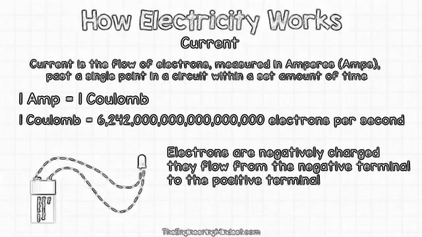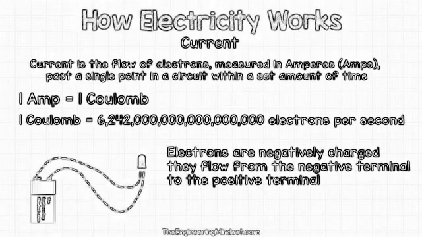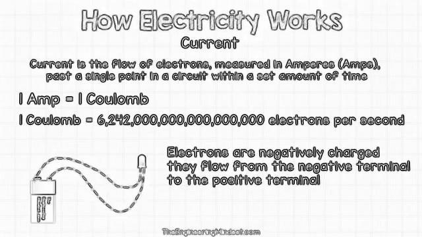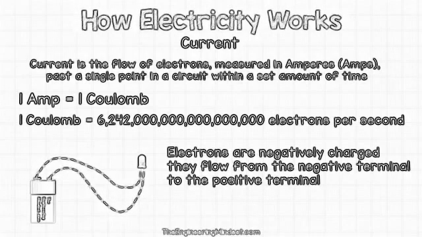Current is the flow of electrons. When a circuit is closed, it means electrons can flow, and when the circuit is open, no electrons will flow. We can measure the flow of electrons just like you can measure the flow of water through a pipe. To measure the flow of electrons, we use the unit of amp. 1 amp means 1 coulomb per second, and 1 coulomb is a group of electrons.